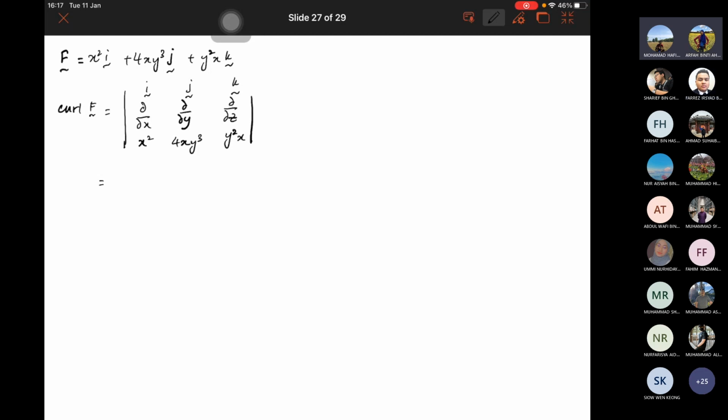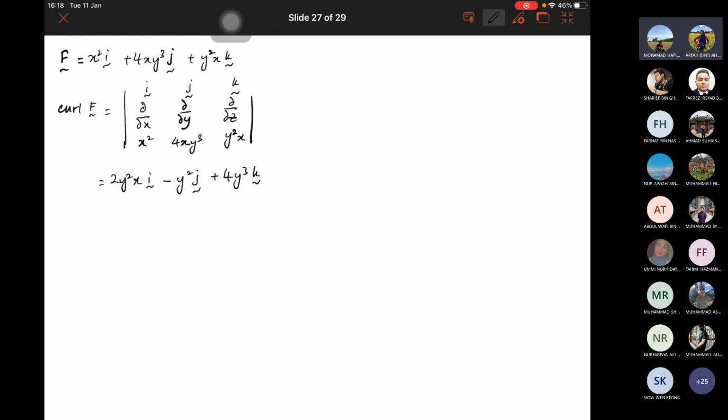2yx i, okey, tolak y squared j campur 4y cube k. Okey. Betul. Jarang-jarang lelaki betul ni. Okay. So, betul jawapan Ichad. 2y squared x i minus y squared j plus 4y cubed k.